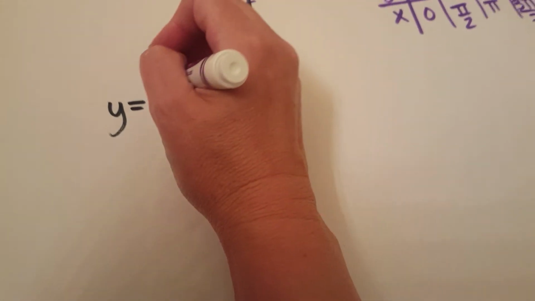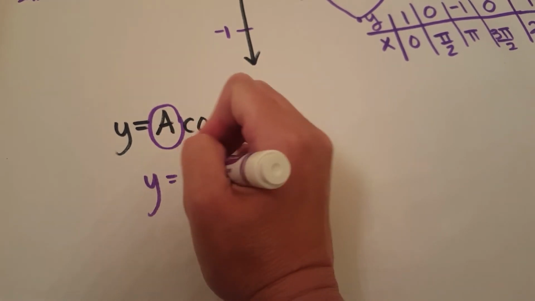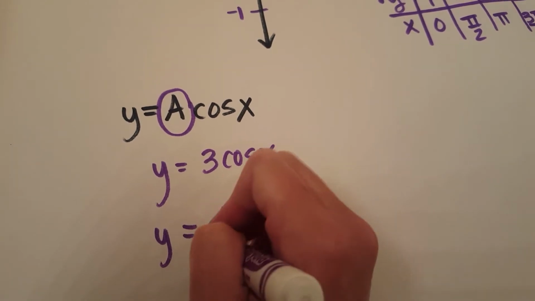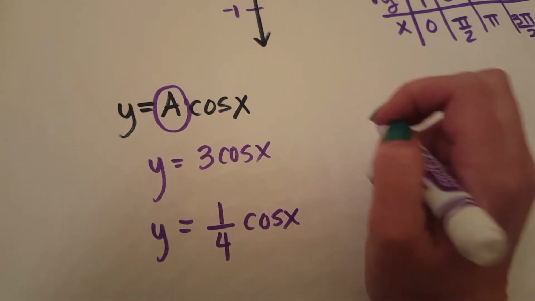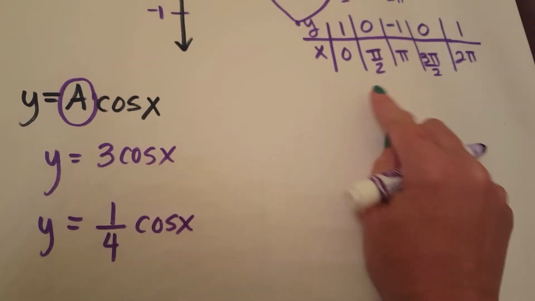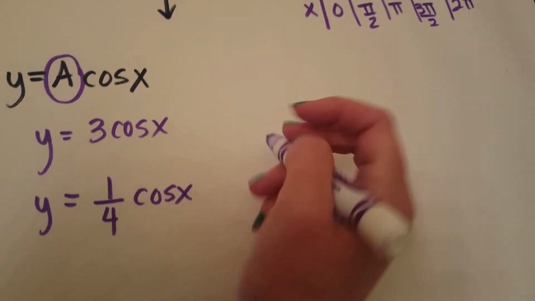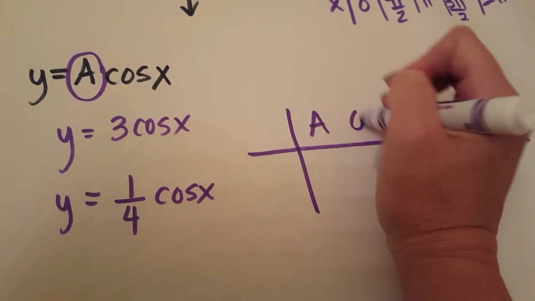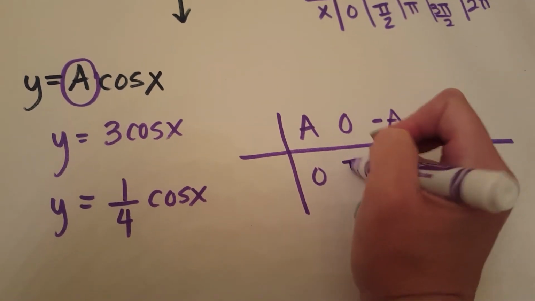Let's see if I can do a little bit better over here with cosine. Again, when you have a coefficient, no matter what that coefficient is, if I had 3 cosine x, or 1/4 cosine x, all that coefficient does is change how high it goes. So our chart is right here for cosine. It goes 1, 0, negative 1, 0, 1. What it would do down here, it'd go a, 0, negative a, 0, a, with the same original cut points.